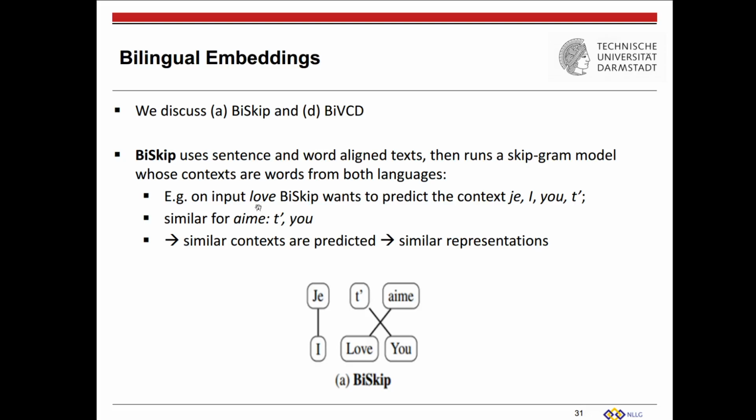And because for similar words like love and aime, it also predicts similar contexts, namely, a little bit of French context and a little bit of English context, and for love it's the same, English and French. And you see that these contexts here are really overlapping. They are not identical, but they are really strongly overlapping.